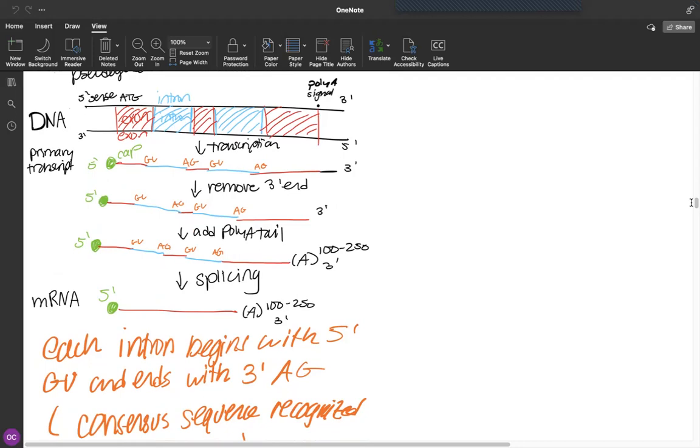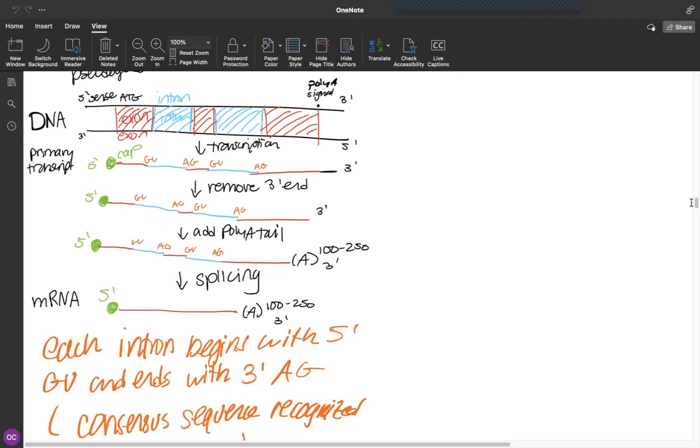So for DNA, remember DNA is double-stranded. The 5' to 3' end is the sense strand, and the 3' to 5' end is the antisense strand or the template strand, where the mRNA has corresponding base pairs to. And the DNA has exons and introns. Remember, if we are looking at mRNA, introns are flanked by GU and AG. So that's how the spliceosome knows how to cut those out.